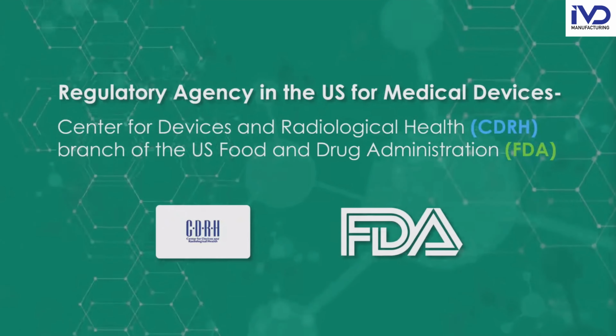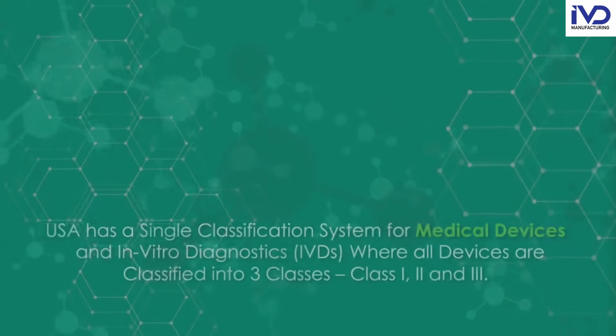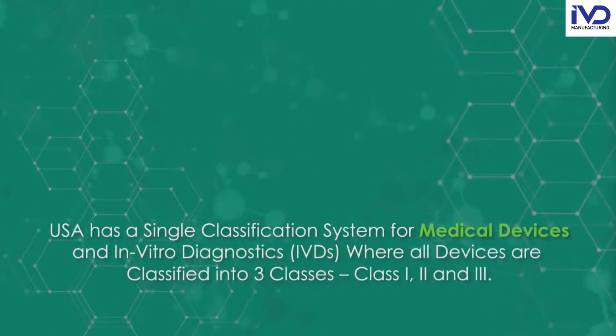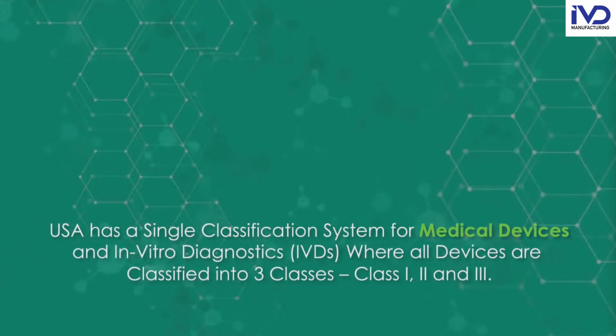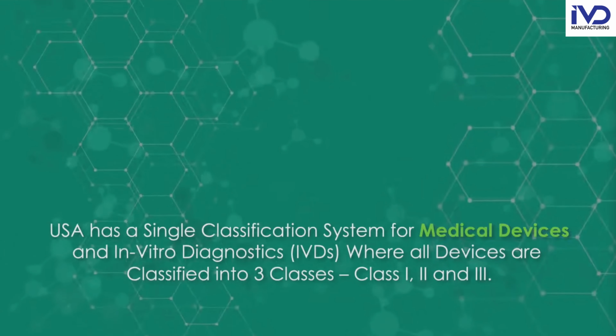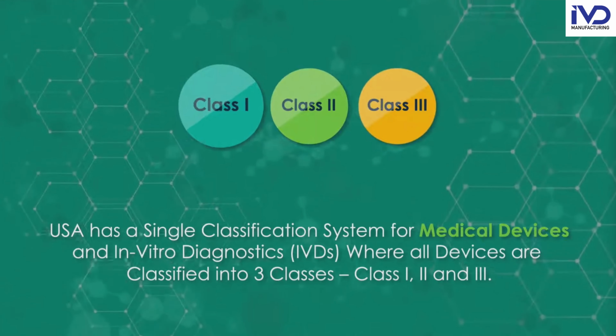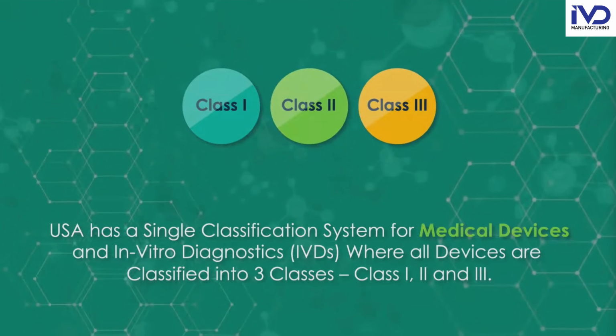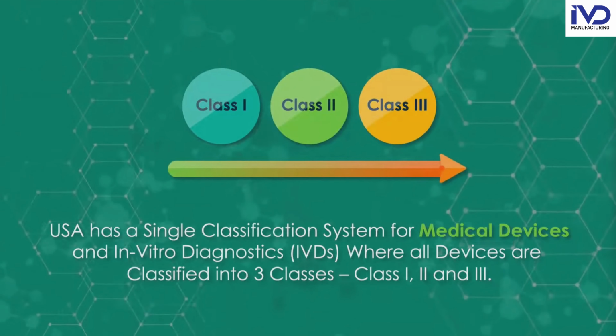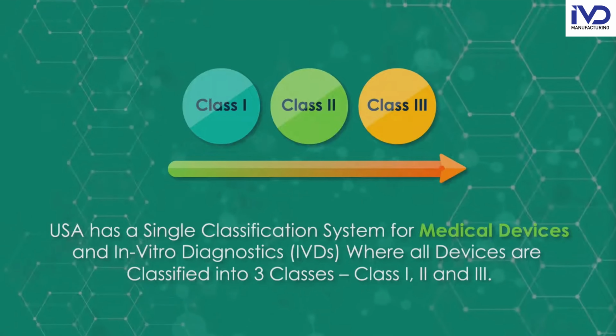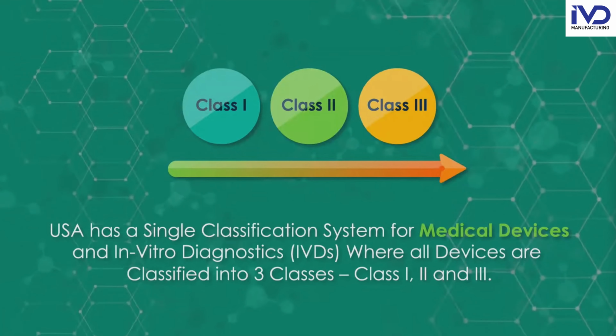In the United States of America, medical devices are mainly classified as per a single classification system, where all the devices are classified into 3 classes: class 1, 2 and 3, where class 1 is the low risk, followed by the medium risk, which is class 2, and class 3 being the highest risk.